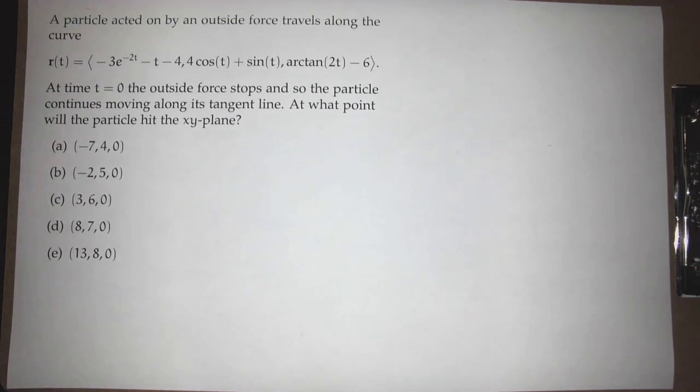And there are some options: negative 740, negative 250, 360, 870, 1380. You might notice that all these options have something in common. They all have zeros on the end. Coincidence? No, it's not a coincidence, because when you hit the xy plane, what's true about the z-coordinate? It's 0, right?